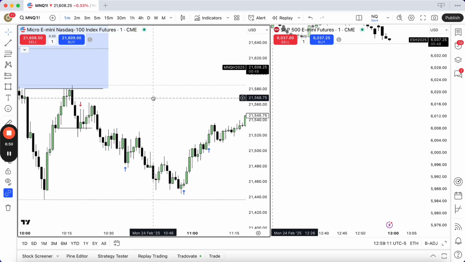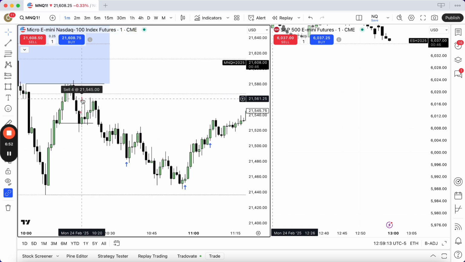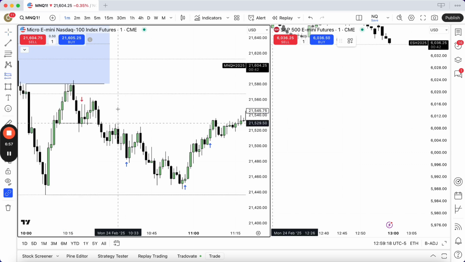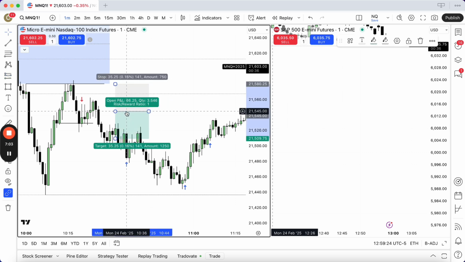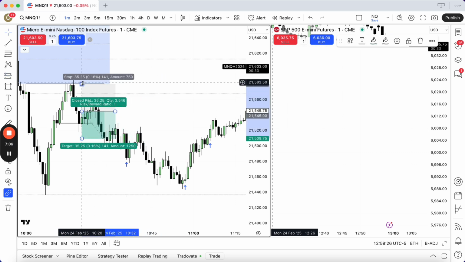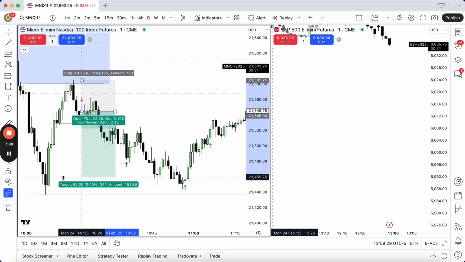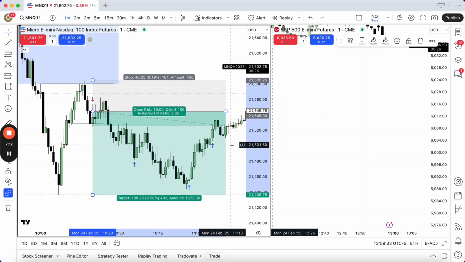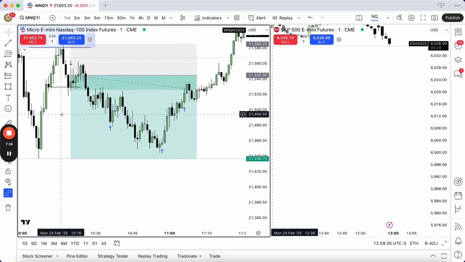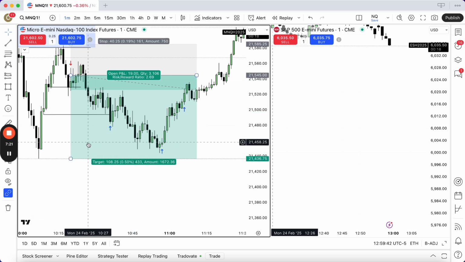And then my entry, like I said, was 545. Where's 545? So it was right here. Stop went at this high. TP was at this low. All right, so I'm going to show you. You see, I bought here. This was my TP1, like I said. And then my final TP was all the way down here.